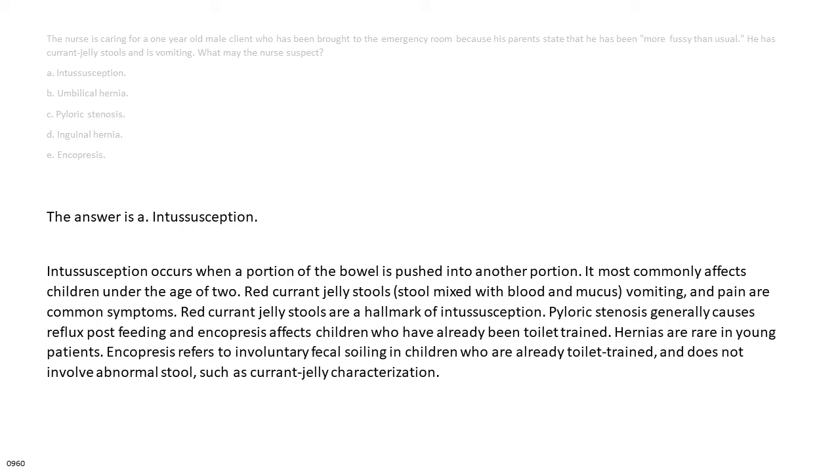Pyloric stenosis generally causes reflux post-feeding, and incapricis affects children who have already been toilet trained. Hernias are rare in young patients. Incapricis refers to involuntary fecal soiling in children who are already toilet trained, and does not involve abnormal stool, such as currant jelly characterization.